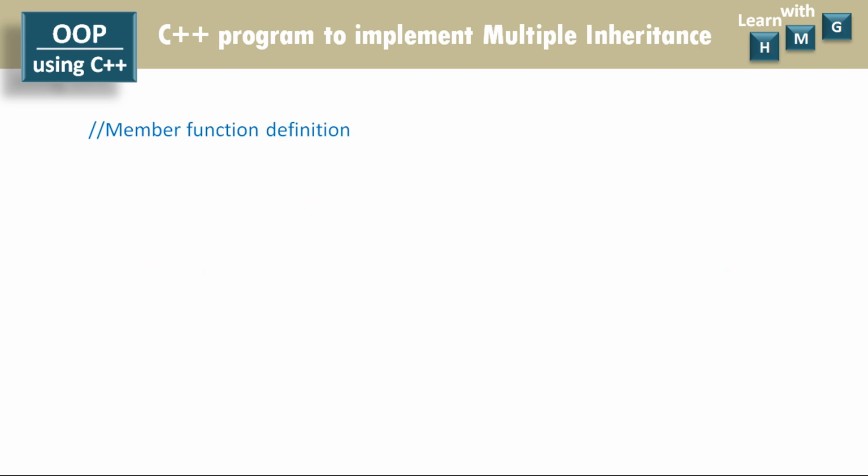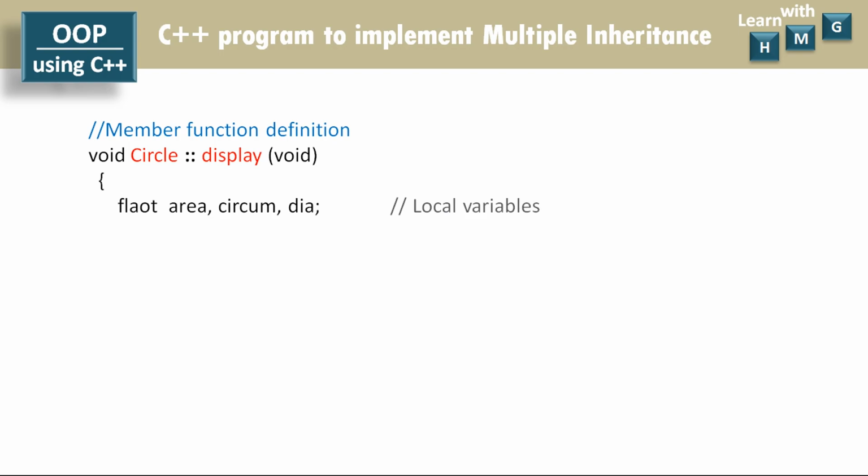So, circle scope resolution display, and it is also a void type of function, with no arguments and no return value. Here three local variables are declared: area, circum and dia, which is our final output that is required to display. Now the values of area, circum and dia will be obtained from the function calls. The area is equal to find area of radius.